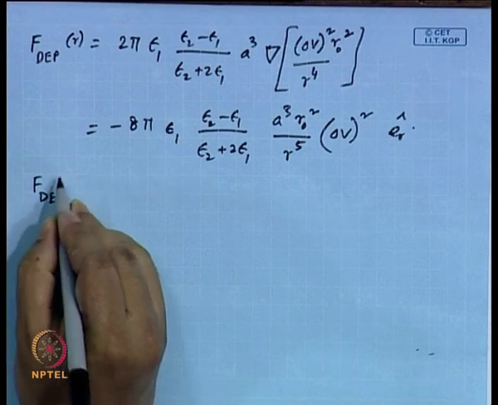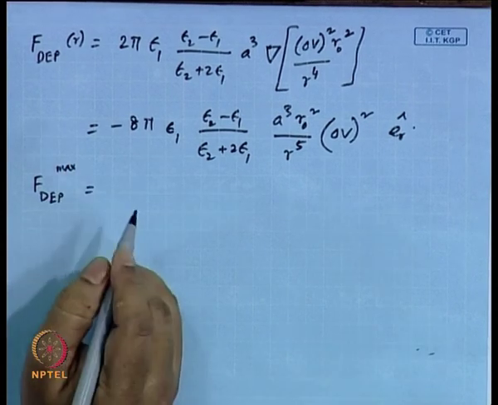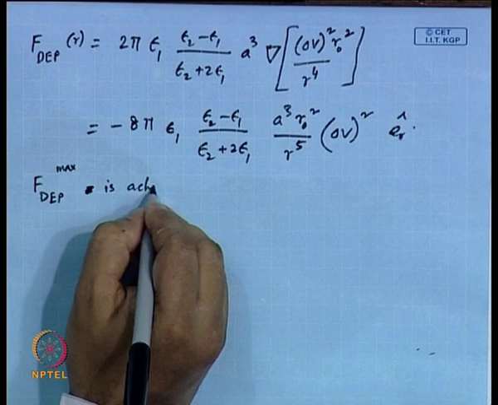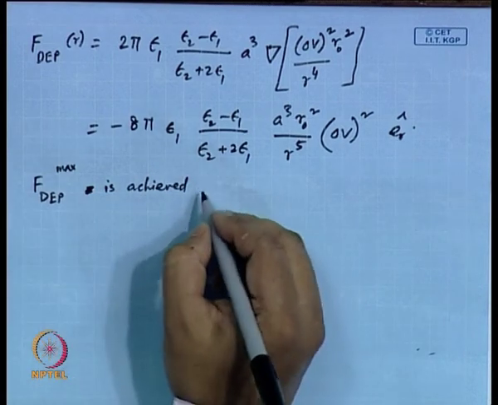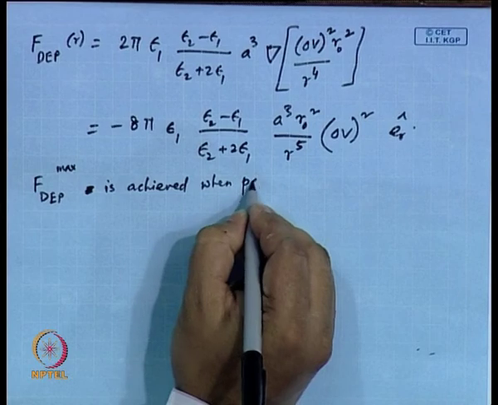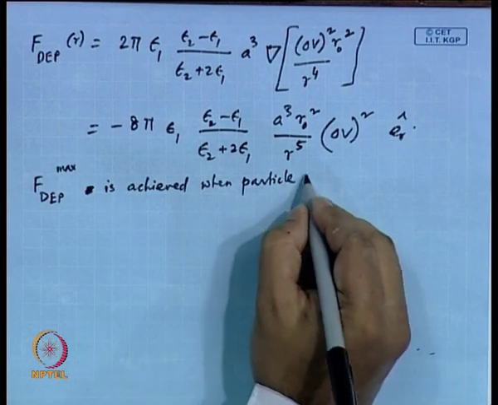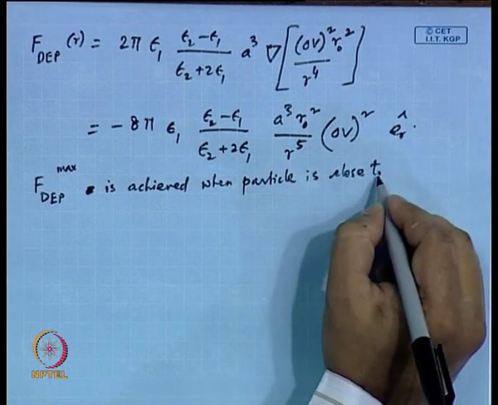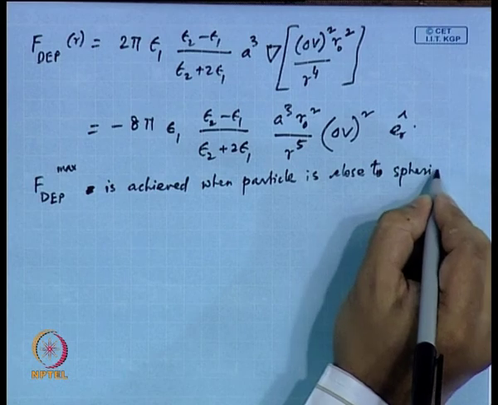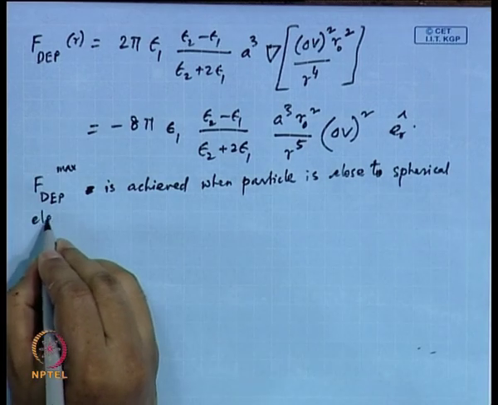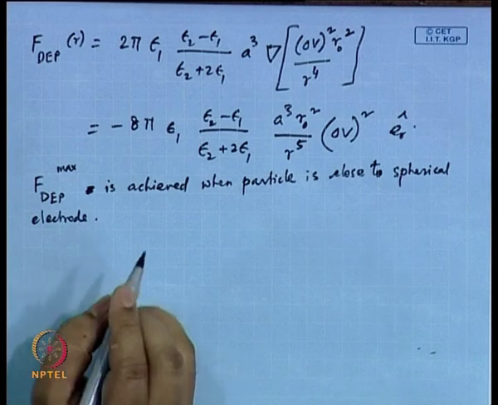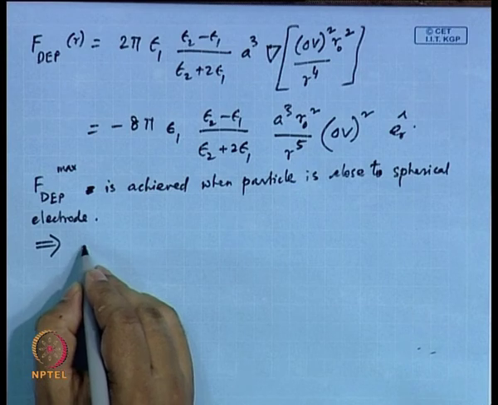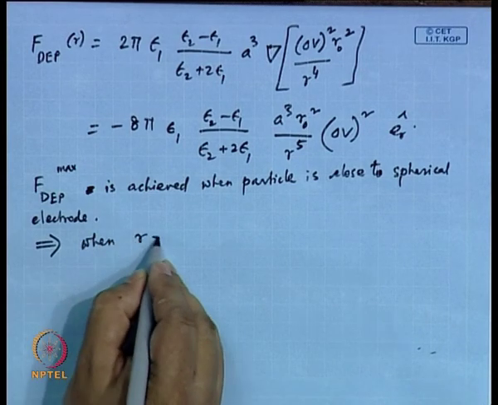FDEP max, this is what you write: FDEP max is achieved when the particle is close to the spherical electrode. That implies r is equal to r min.